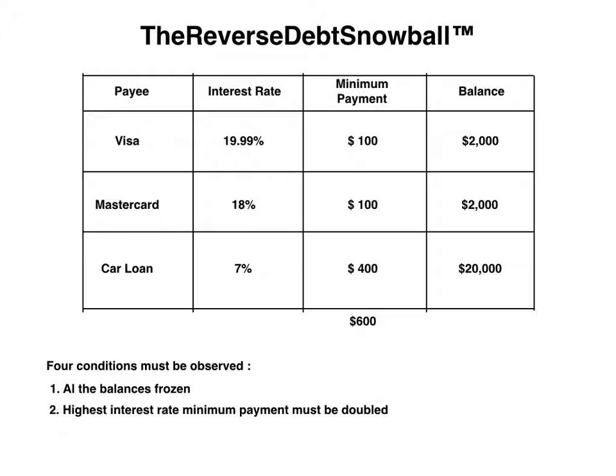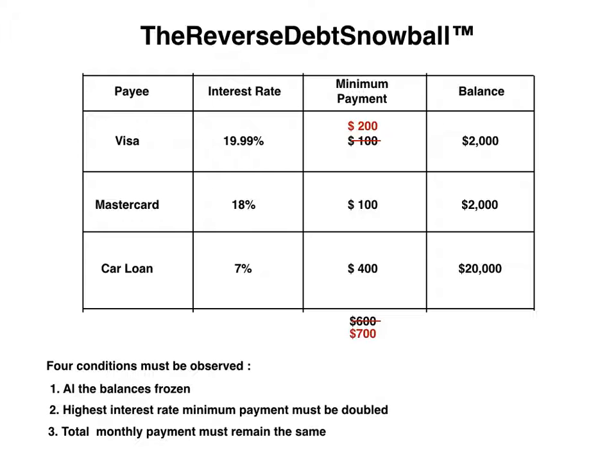Second, the minimum payment on the account with the highest interest rate must be doubled. In this case, it is the Visa whose minimum payment of $100 is doubled to $200, which increases the total monthly payment to $700. Why? To have skin in the game. It must require some sacrifice and effort on your part. Otherwise, it will be too easy and you will not be motivated. Where will you find the extra $100? The same way you will find it for something you really want to do.